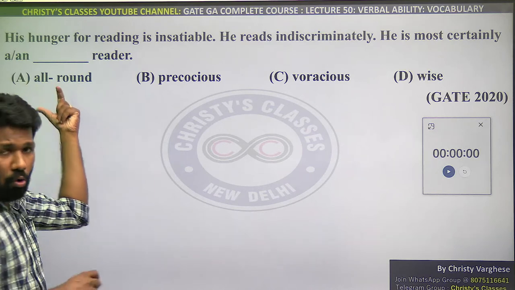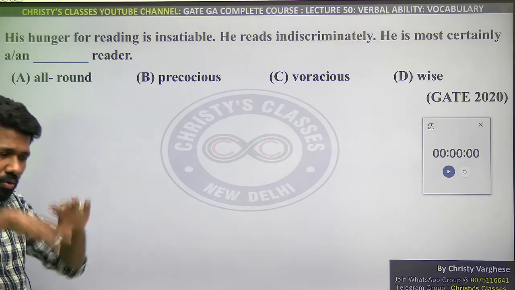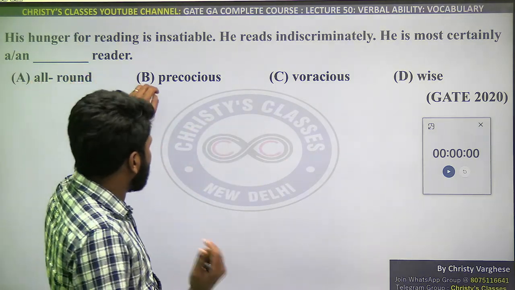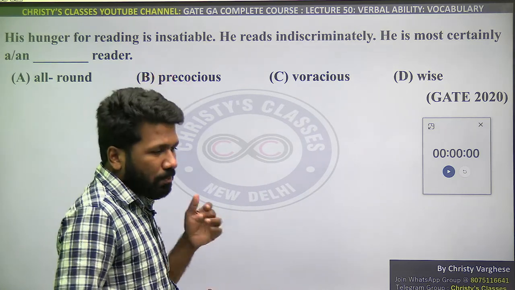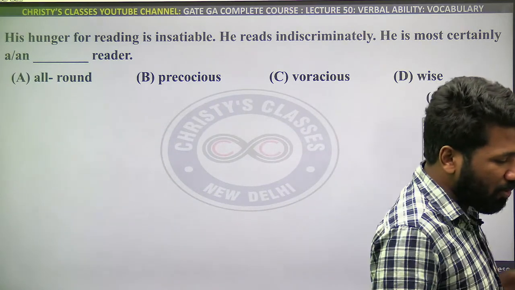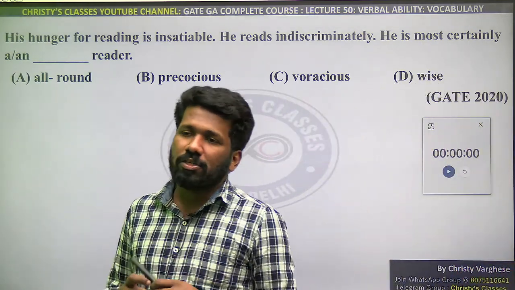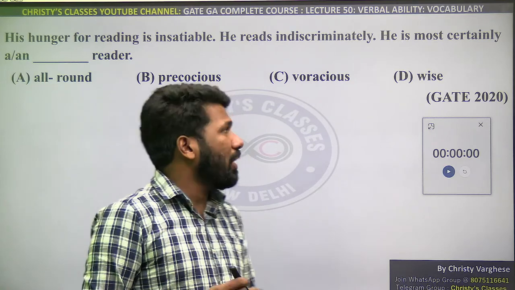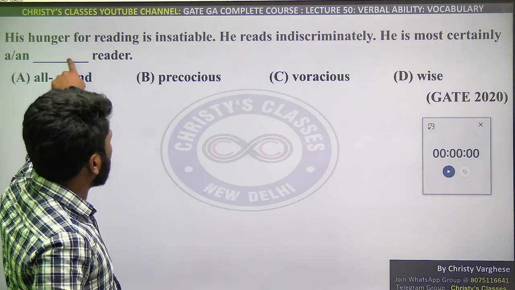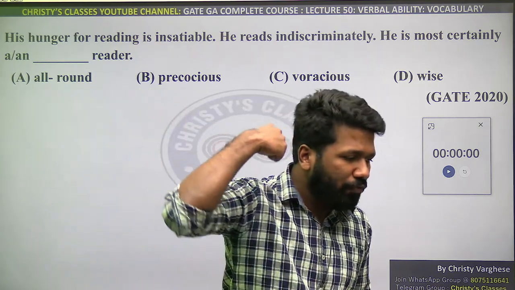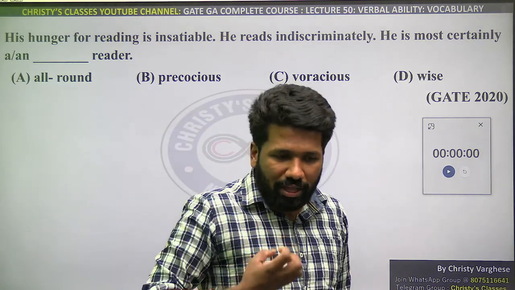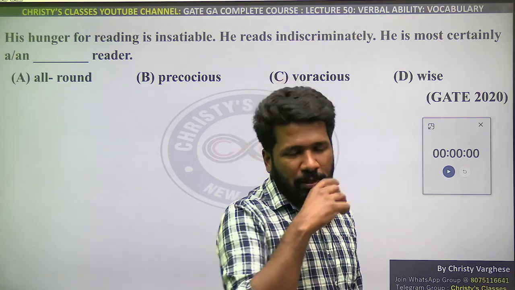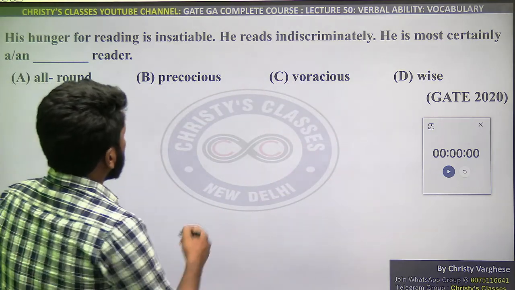I will explain. All-round, all is a prefix you can consider. Round means everywhere or everything. More than all-round, let us read more to find the correct answer. Precocious, pre is a prefix, but again, if you don't know precocious, we cannot understand the meaning exactly. But precocious means something that is developed at a very early stage. That is why pre is there. That early part is not what we need, because the question is trying to say he reads everything, he wants to read more and more, like an unending hunger for reading more. That is what the passage is trying to say. So it is not precocious also.